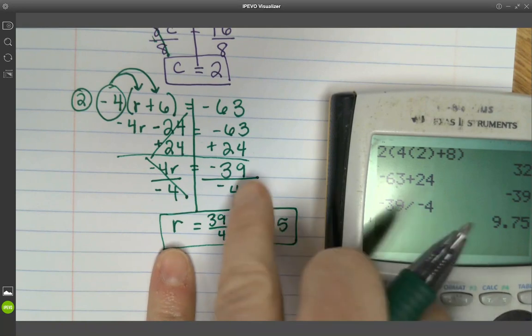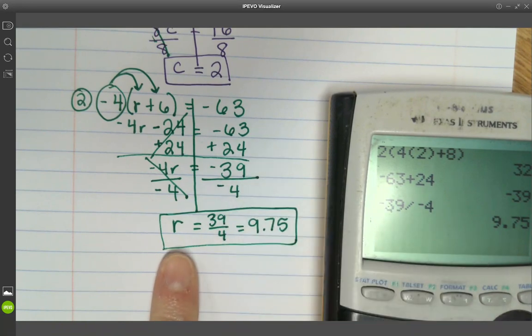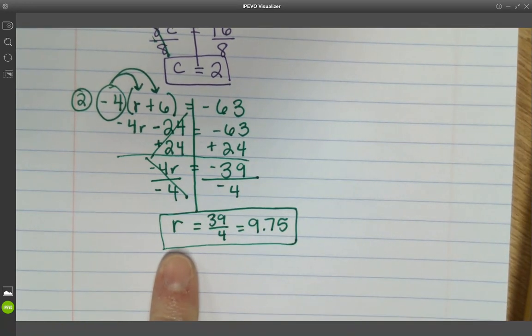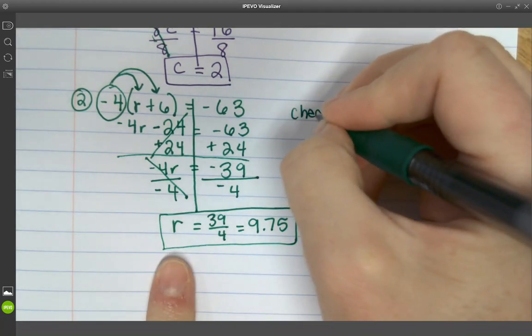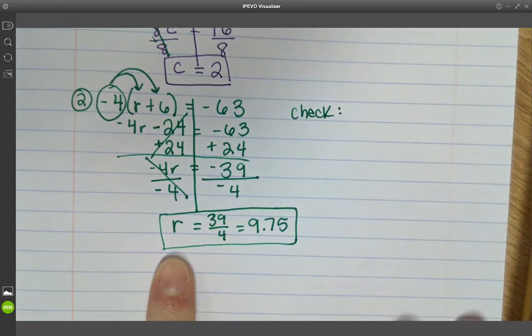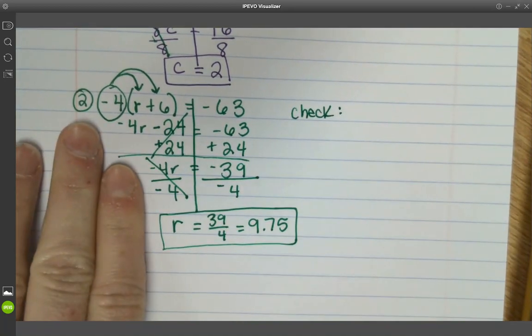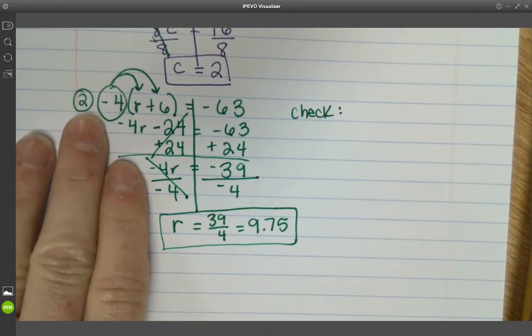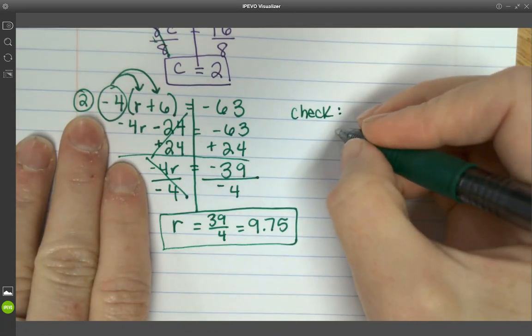That's what r gives us when we solve it. So then that is our solution. So now we do need to check. This is when it's super helpful to use the calculator. So we're going to substitute it in. So write down what you're going to put in the calculator.